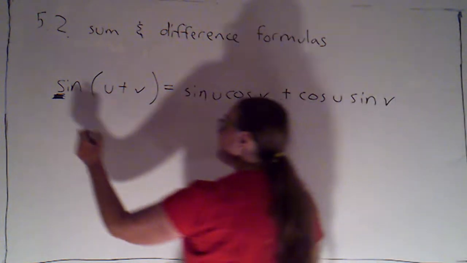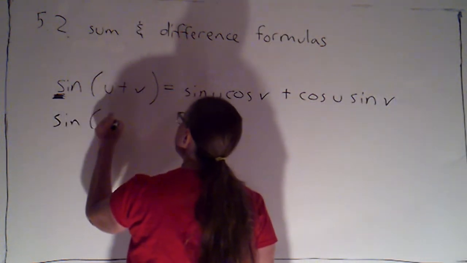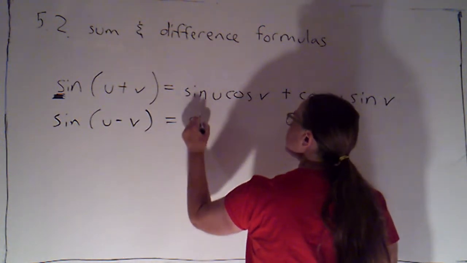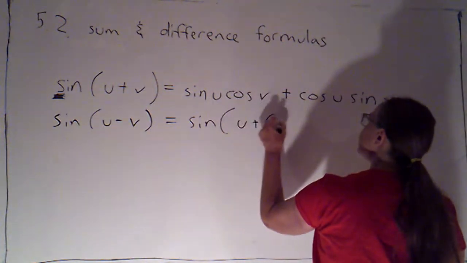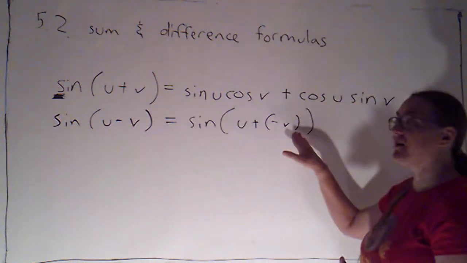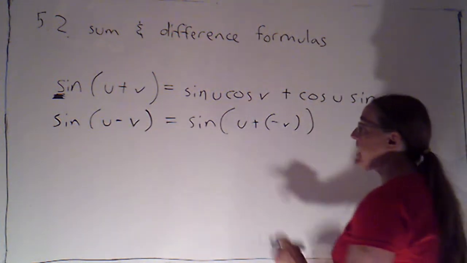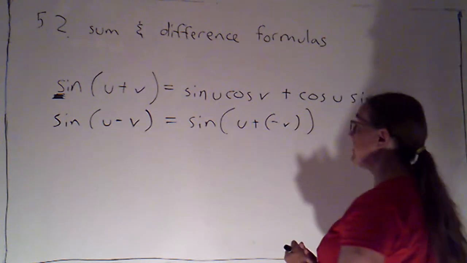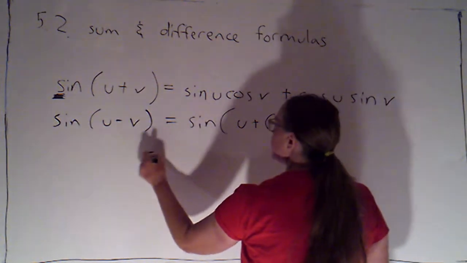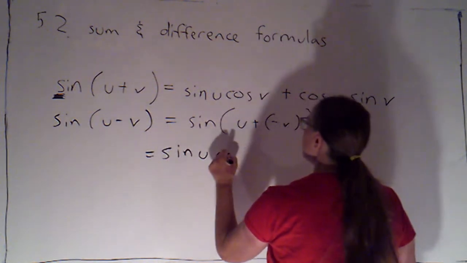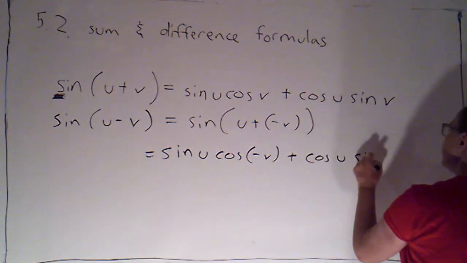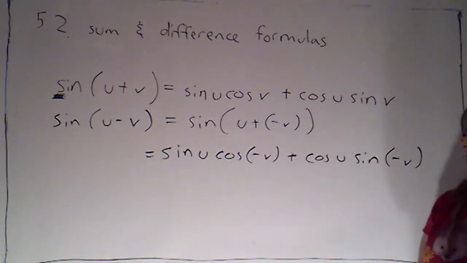So if I wanted to look at sine of u minus v, I would simply write that as sine of u plus the opposite of v. So I can always write subtraction as addition of the opposite. Now, if I do that, then I'm just plugging into this formula. Anywhere I had a v, I'm now replacing it with the opposite of v. So that's going to become sine u cosine of the opposite of v plus cosine of u sine of the opposite of v.